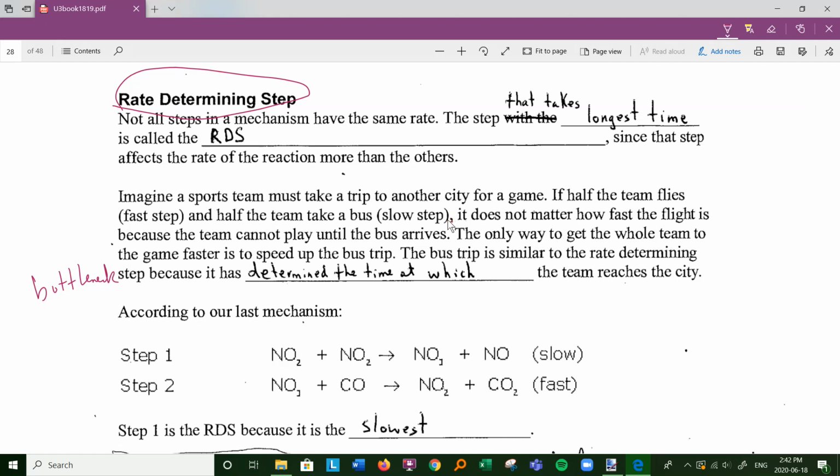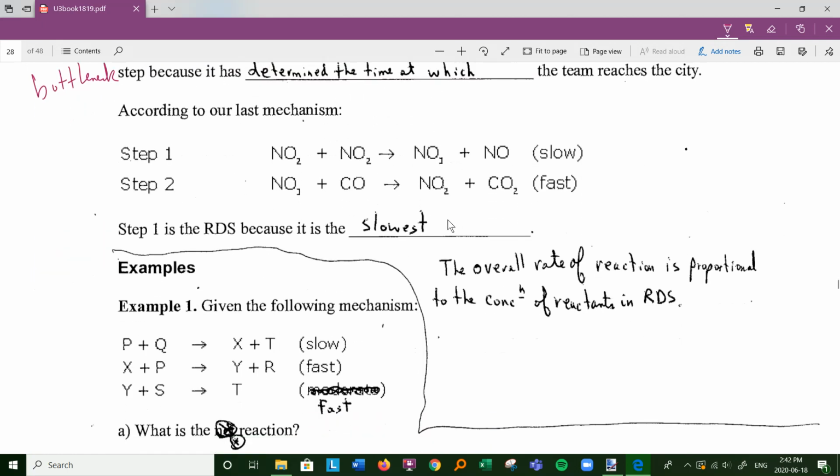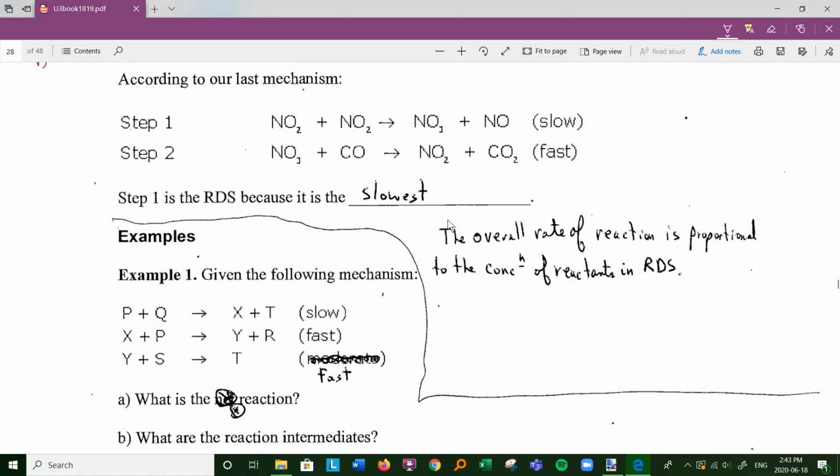So I would have to tell you, if everything else looks pretty equal, which one would be the rate determining step. So here we have a reaction mechanism. It's not always the first step. Sometimes it is. It doesn't have to be. In this one, in our last mechanism, suppose the first step was the slowest step, then it would be the rate determining step. And the overall rate of the reaction will be proportional to the concentrations of those reactants in the rate determining step.